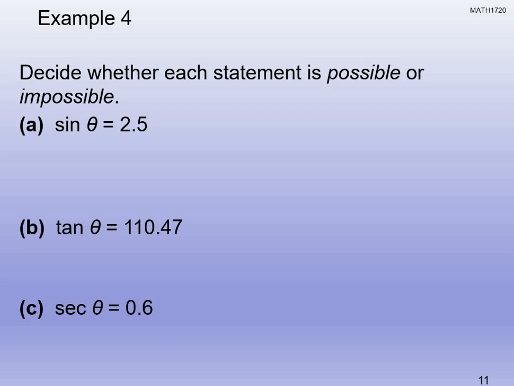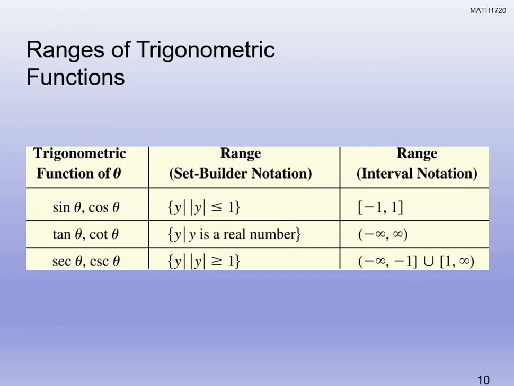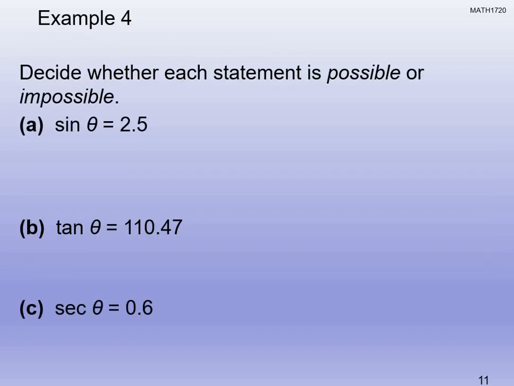Let's look at tangent. Can tangent of theta be equal to 110.47? Tangent of theta can be anything between what? -infinity and infinity. So yes, tangent of theta can be equal to 110.47.